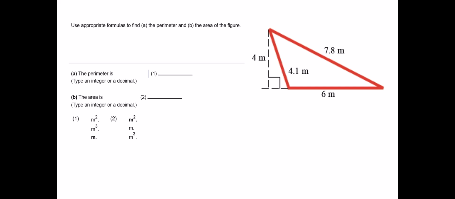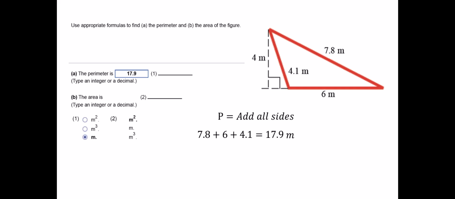For the first one, we want to find the perimeter. To find the perimeter, we just add all the sides of the triangle. We'll take 7.8 plus 6 plus 4.1. That gives us 17.9. Remember, we need to label the units, meters. So the perimeter is 17.9 and the units is meters.